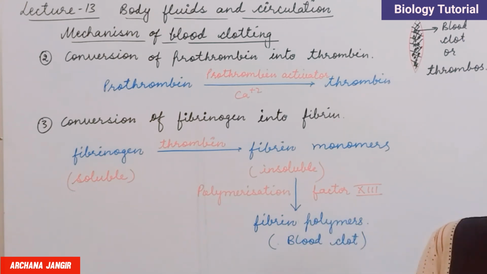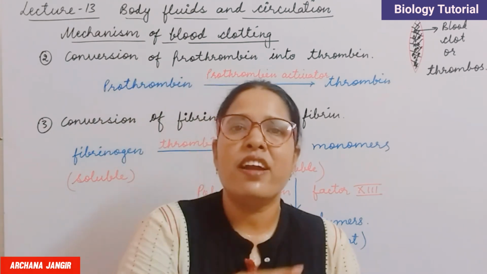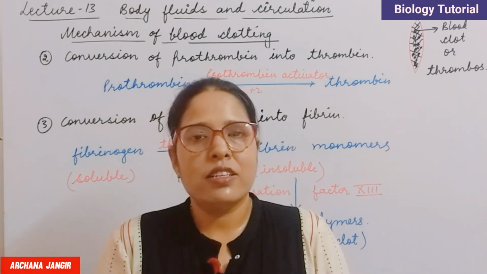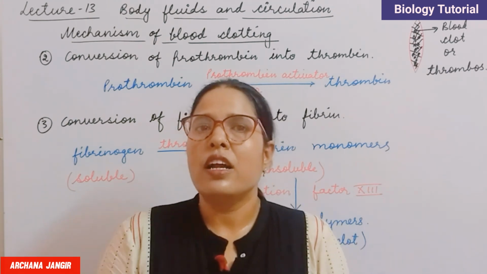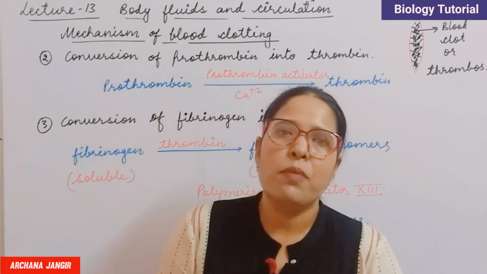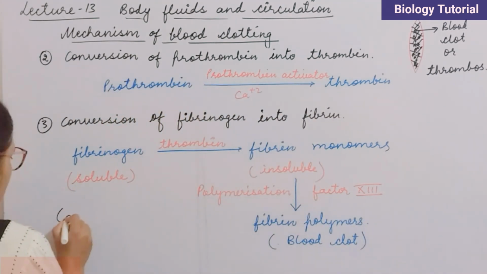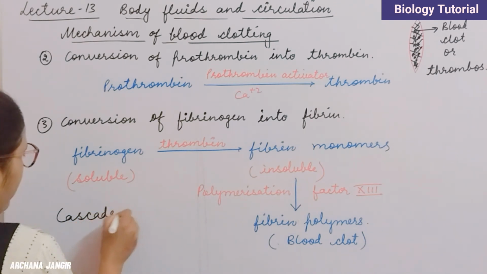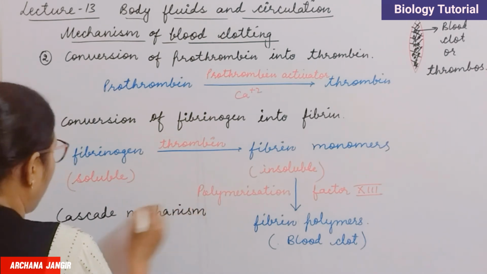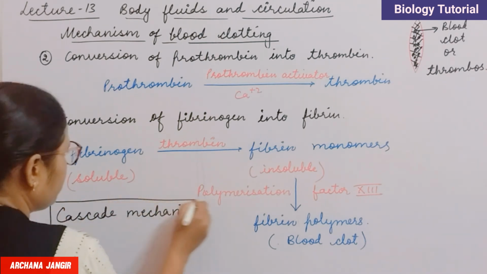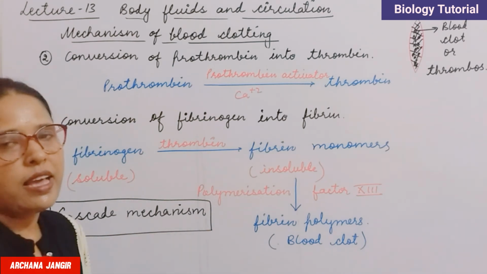Here in this process you can see that one of the substances is activated by another. All of the factors are participating and all the factors are activated one after another. Clear? That's why this type of reaction is called a cascade mechanism. This is the cascade mechanism in which one thing is getting activated by another. Clear? That's why this is called a cascade mechanism.